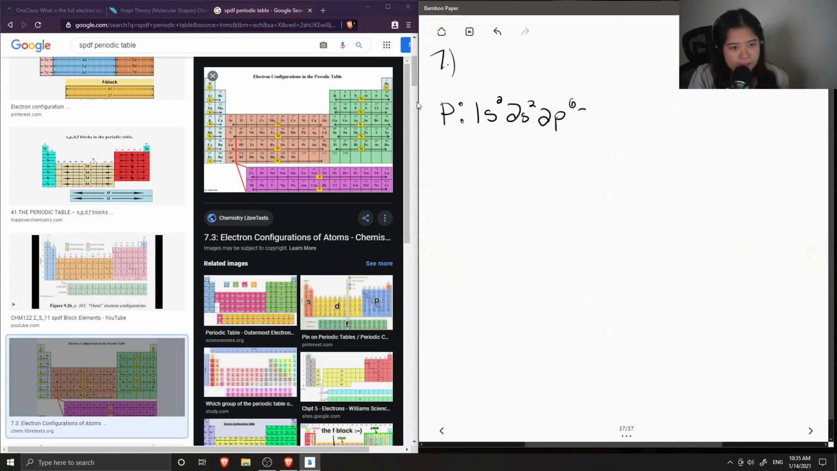So now the next row is 3s2, and then 3p. And then we just count out all the electrons up to the phosphorus. So we count 1, 2, 3. So it just ends in 3p3.